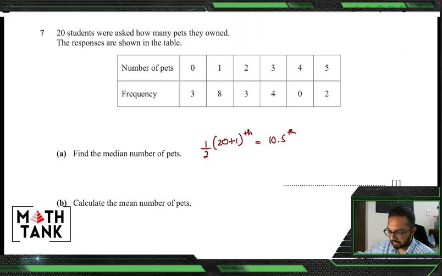Let's start adding. So 3 observations plus 8, so that makes a total of 11 observations, which means that the 10th and 11th both were in this category. So both were 1, so I'm going to add 1 plus 1 divided by 2. That also gives me 1.